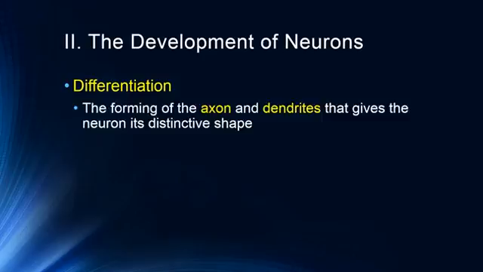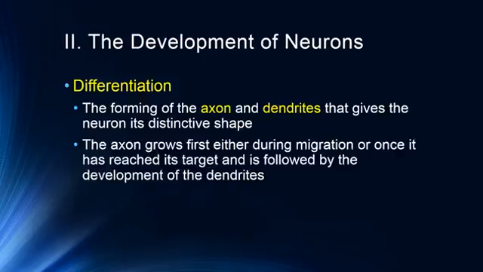Differentiation then is the forming of the axon and dendrites that give the neuron its distinct shape. The axon grows first, either during migration or once it has reached its target, and it is then followed by the development of dendrites. So this is when neurons differentiate into different types of neurons, such as pyramidal cells or Purkinje cells, depending on where they are located. So they differentiate into their different types, depending on their particular function.